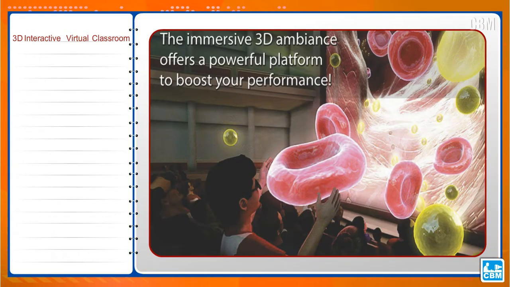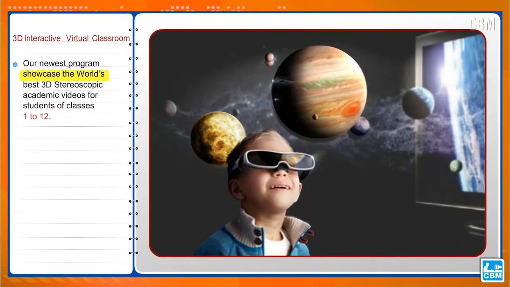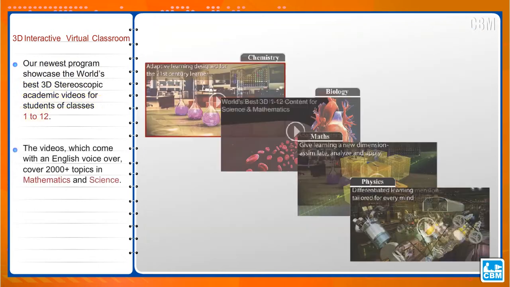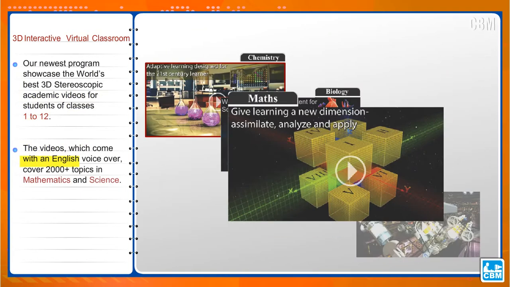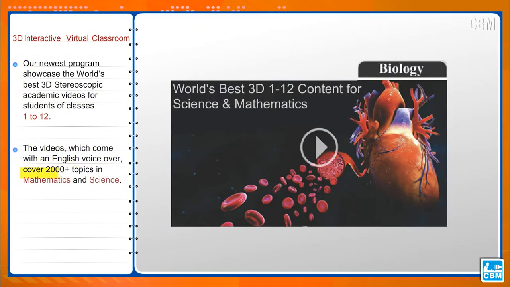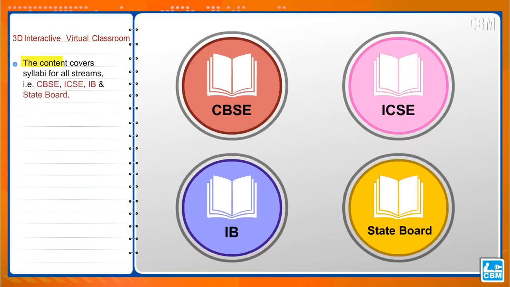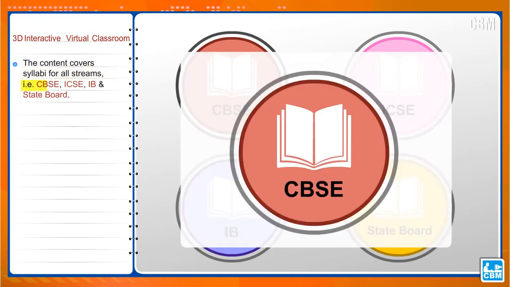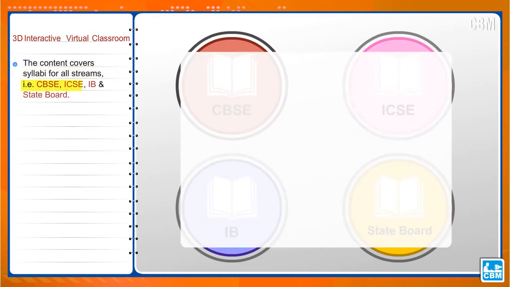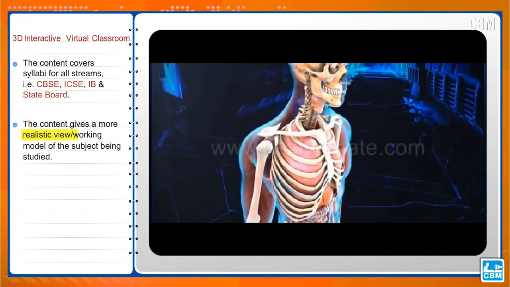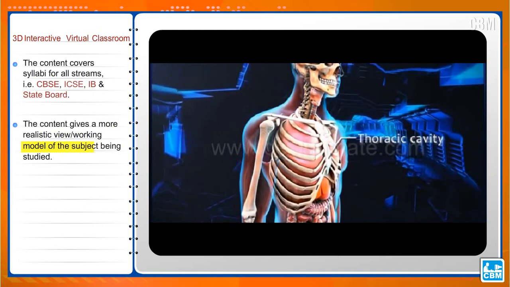Highlights. Our newest program showcases the world's best 3D stereoscopic academic videos for students of classes 1 to 12. The videos, which come with an English voiceover, cover 2000 plus topics in mathematics and science. The content covers syllabi for all streams, that is CBSE, ICSE, IB and State Board. The content gives a more realistic view, working model of the subject being studied.